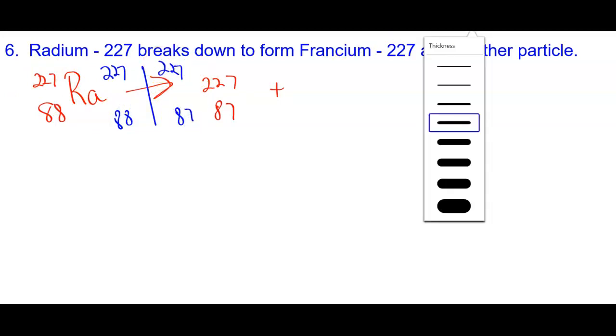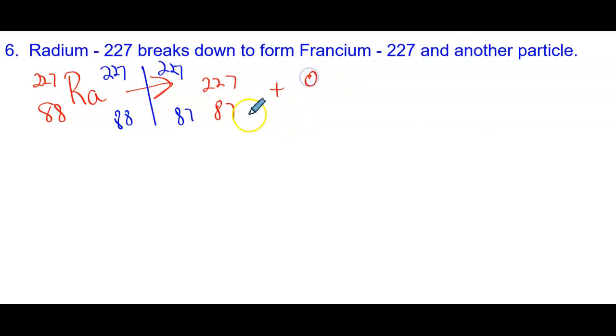So we need to figure out what we need to get there. So what plus 227 gets me to 227? 0. What plus 87 gets me to 88? 1. So now I have to figure out, is this hydrogen or is it one of my particles? So if there's a 1 or lower, so a 1, a 0, or a negative, then we know we're looking towards our particles. A 1 could be hydrogen, but it'd have to have something on top to be hydrogen.